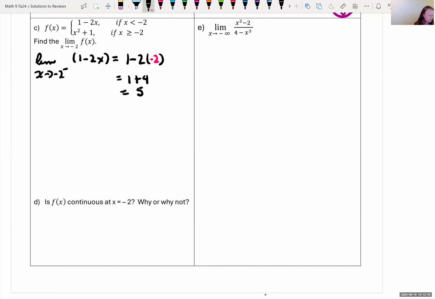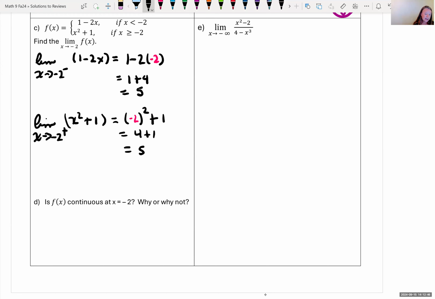Now let's look at the limit as x is approaching negative 2 on the right-hand side. And so these are values which are a little bit bigger than negative 2. So I would use equation 2, in this case, x squared plus 1. If I go in and do direct substitution, I would get negative 2 squared plus 1. Negative 2 quantity squared is 4, and 4 plus 1 gives me 5.